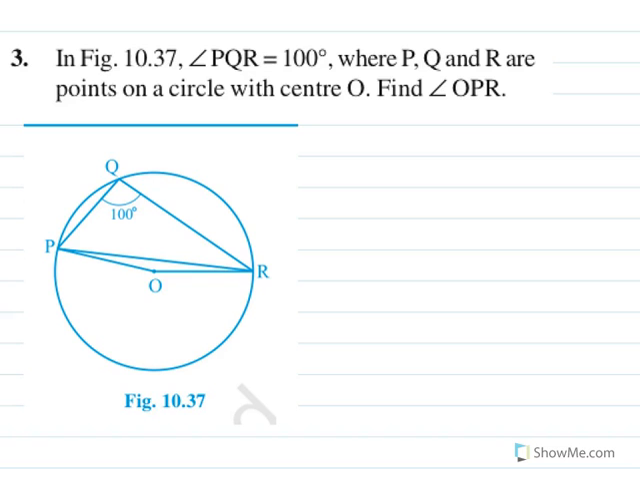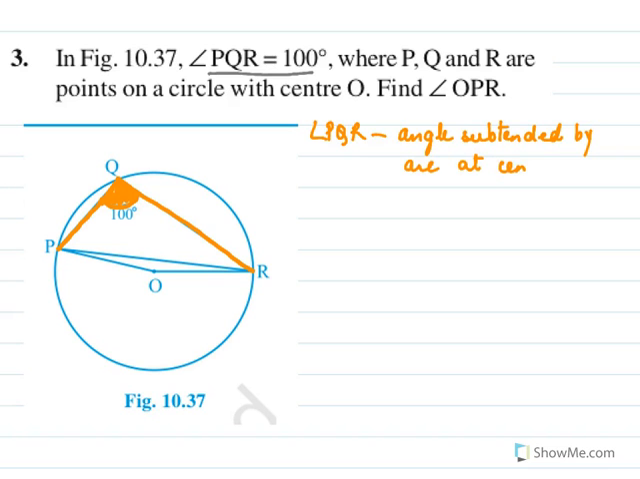In the figure, PQR is 100, so let's mark that. So this angle here is given as 100, where P, Q, R are points on the circle with center O. Find OPR. So if this angle is 100, PQR is 100. Now you know PQR is the angle at the circle. So angle PQR is the angle subtended by the arc at the circle or on the circle.